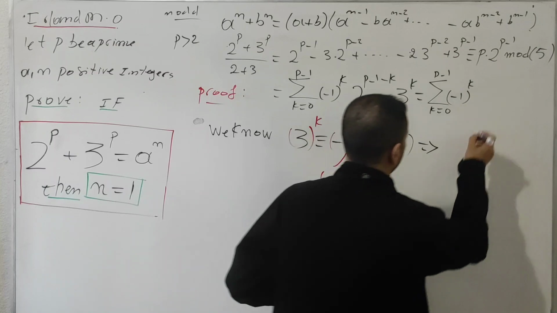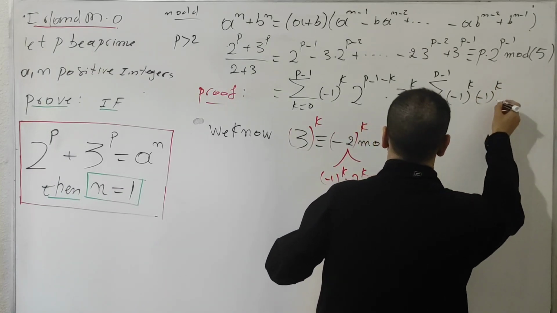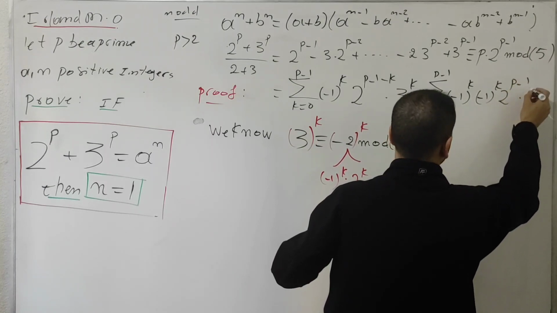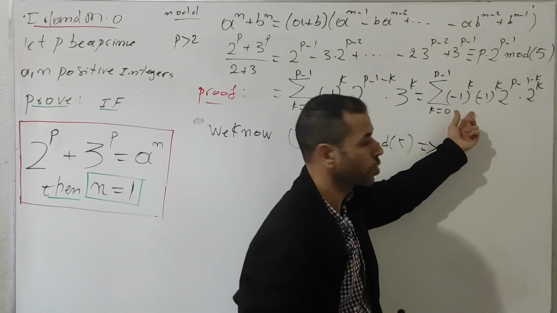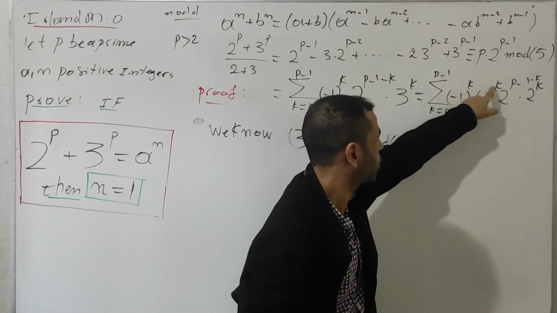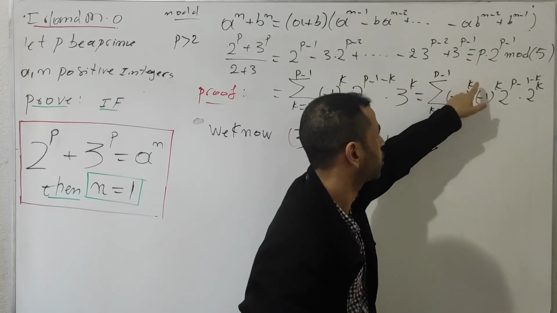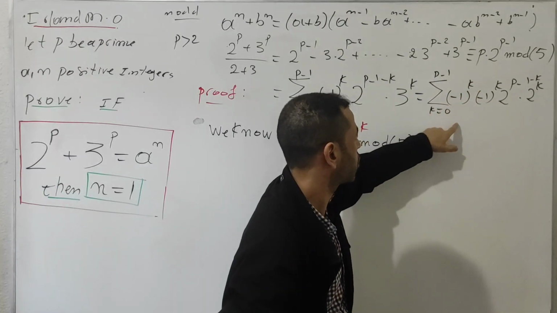I will have minus 1 to the k multiplied by 2 to the p minus 1 multiplied by 2 to the k. Okay, now I'm going to put this together. Minus 1 to the k multiplied by minus 1 to the k, we'll have minus 1 to the 2k. Minus 1 to the k becomes even, that means this minus 1 turns into 1.